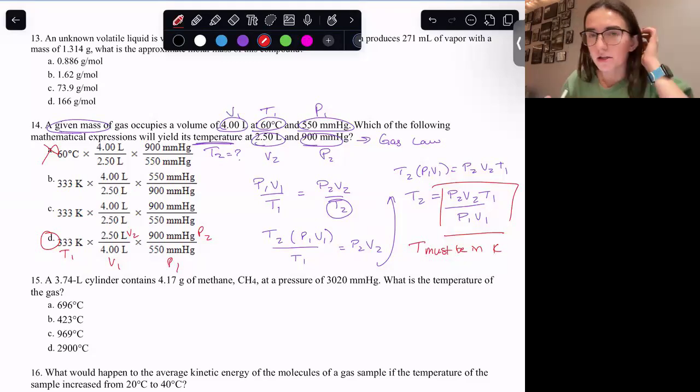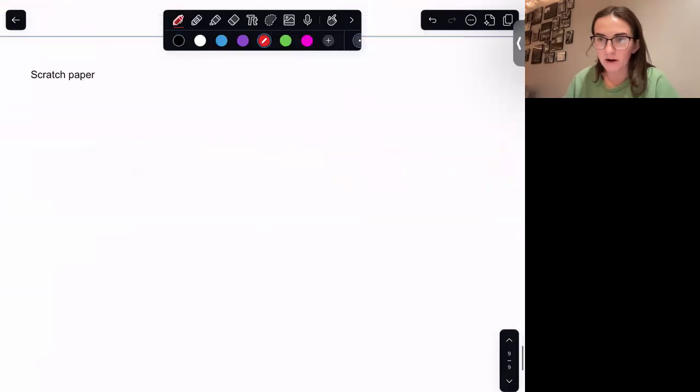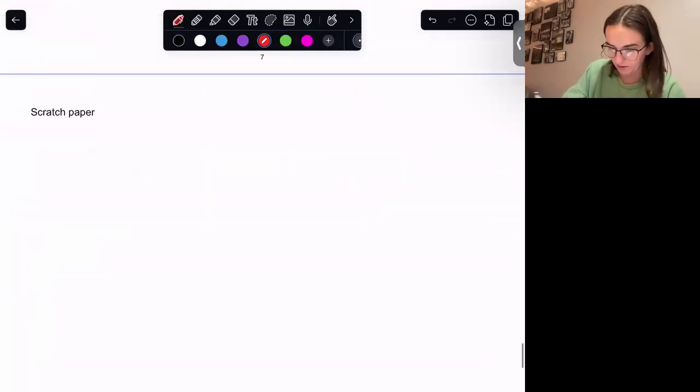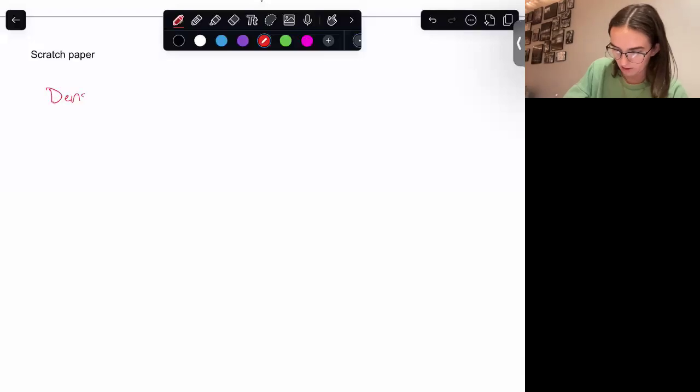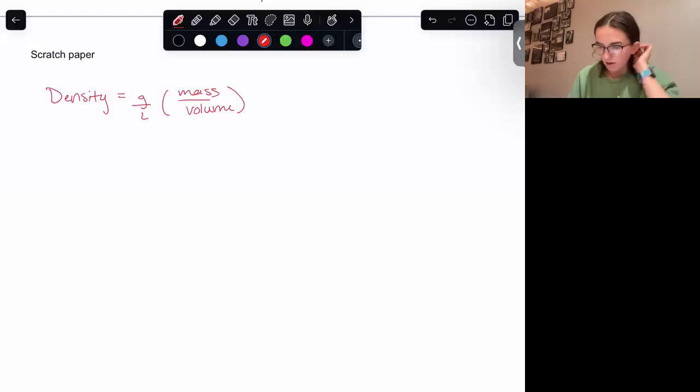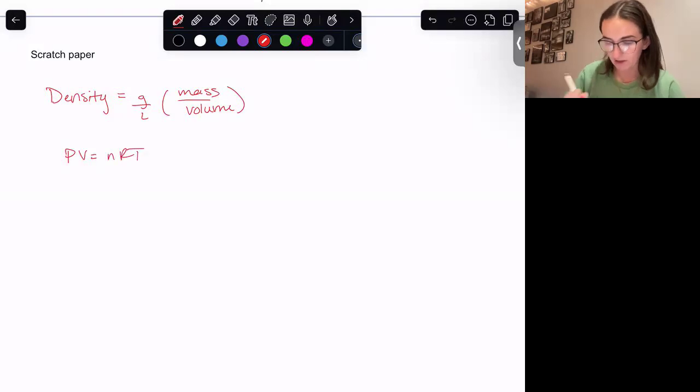Seth, are we looking for the density in that question from your homework? Okay. So from that one, we have density in grams per liter, which is mass over volume. That's what density breaks down into. And then we have our ideal gas law. Ideal behavior means that you can assume PV is equal to nRT and use the ideal gas law equation.